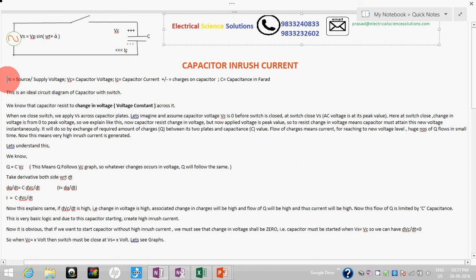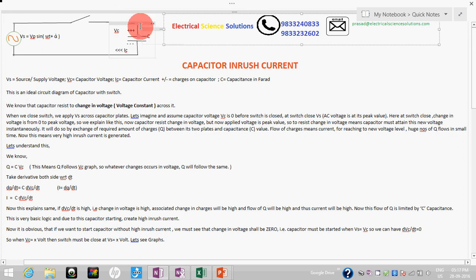So Vs is the source or supply voltage, Vc is the capacitor voltage, Ic is the capacitor current, plus and minus are the charges on the capacitor, and C is the capacitance in farads. Okay, so we know that a capacitor resists change in voltage. That means it wants the voltage to remain constant across it.